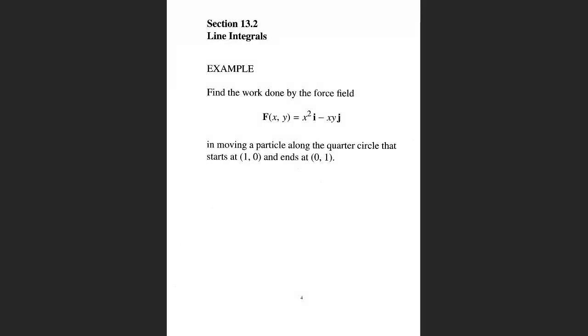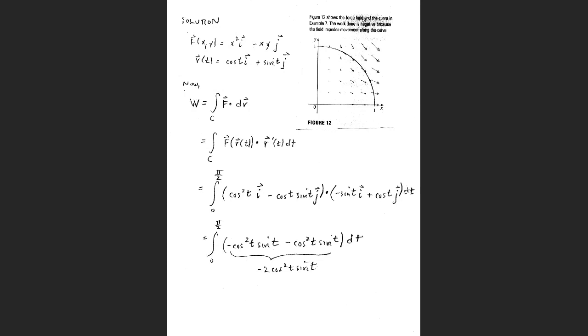Okay, and so let's now find this work. Let's find what it is. All right, the vector field is x squared i minus xy j. My parameterization of this space curve for the quarter circle is cosine of t i plus sine t j. And this picture here and the comments above, this figure 12 is from example 7 in your book. That's what we're doing here.